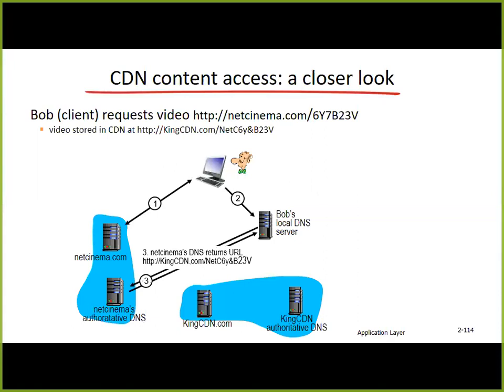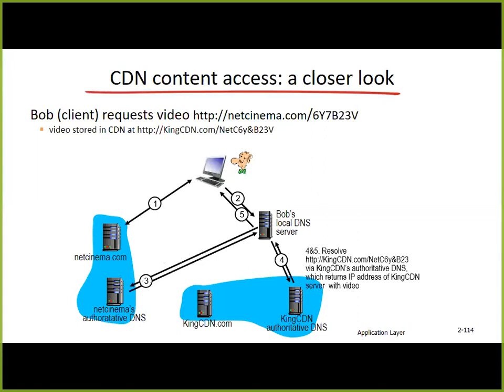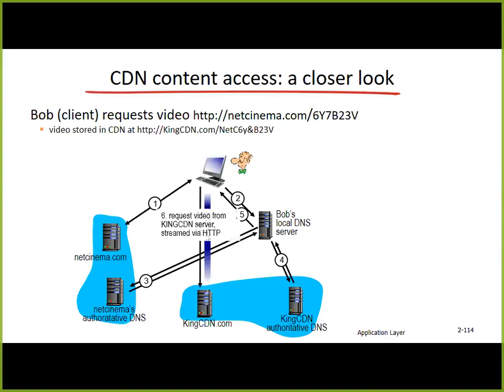And so now we go to kingcdn, and you're going to get the IP address of the kingcdn server that has the video, and now Bob can finally start getting the video from that King CDN server. And that's coming down with DASH. Okay? Are we all together so far? Yes? No? Let me turn on the light.